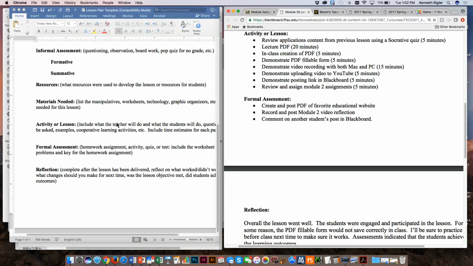Last, we have the formal assessment. Again, these can be either formative or summative. And this is where you do collect information, you do collect grades to provide some type of assessment on how your students are doing.